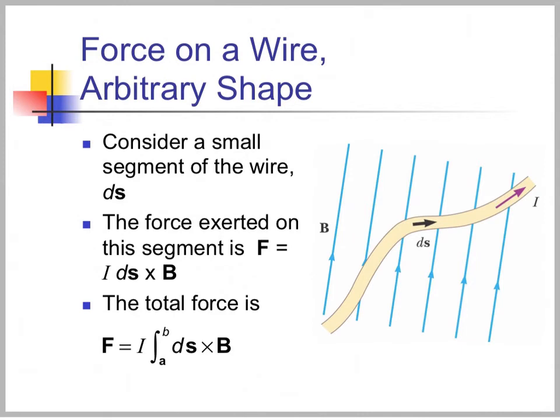What if I had some arbitrarily shaped wire, though? Let's look at a small wire segment. If I wanted to calculate the magnetic force on this whole wire, I would need to find the force on this little segment where ds is pointing in this direction, and the force would be I times the length, which in this case is ds cross B. In order to find the force on the entire wire then, I need to integrate over the wire. So it's a path integral. I integrate along the path of the wire.